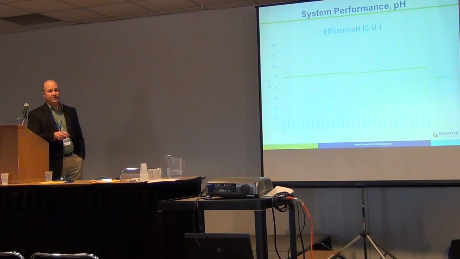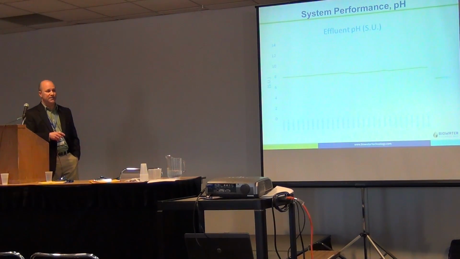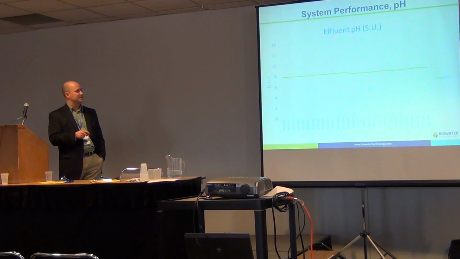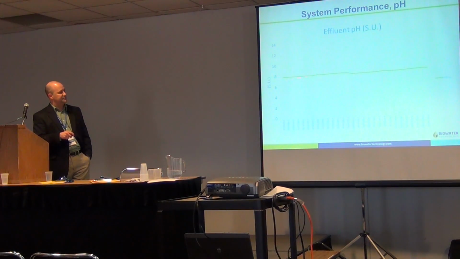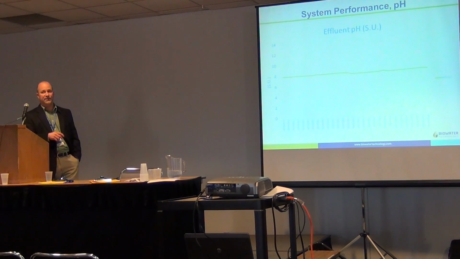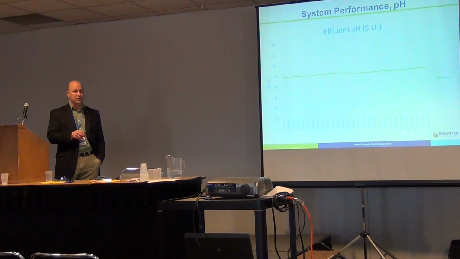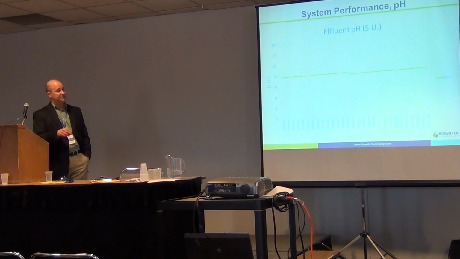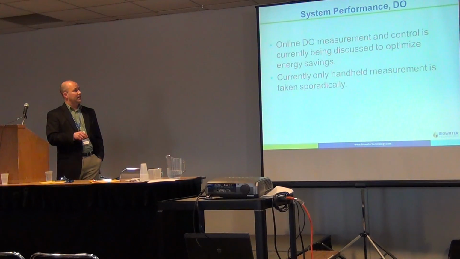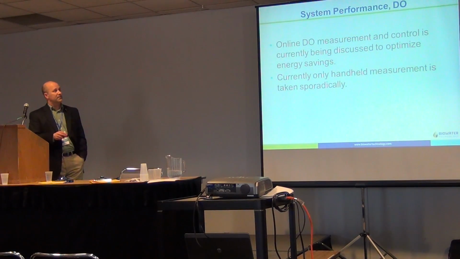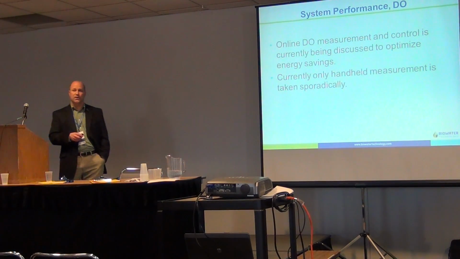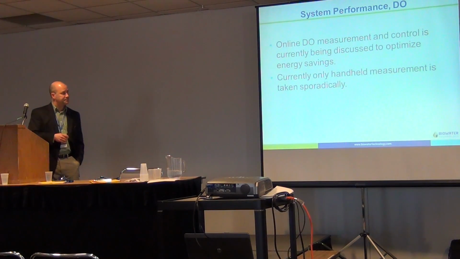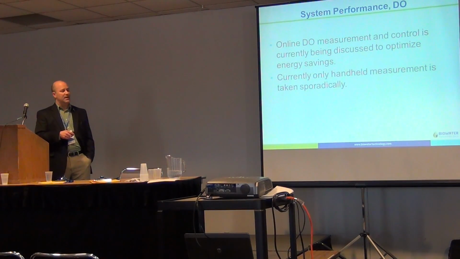pH was not an issue at this plant. We did not have to add any alkalinity for the nitrification process. This is the effluent pH, and you can see it stays pretty stable, just hovering below 8.0, and that's without any additional alkalinity. So they were lucky there where they had to do a nitrification process, but didn't have to add any alkalinity.